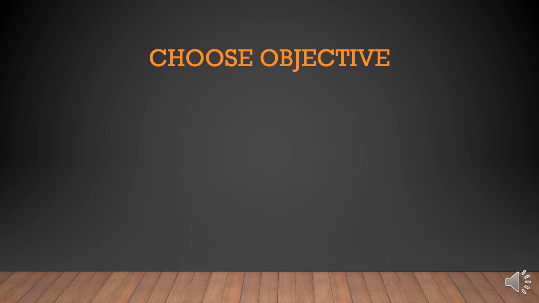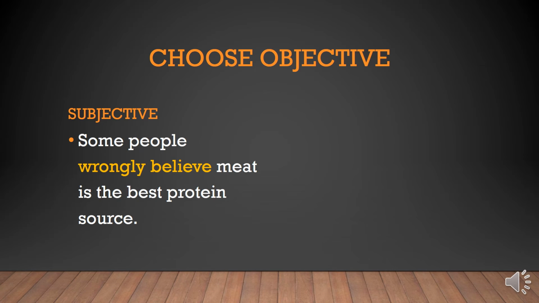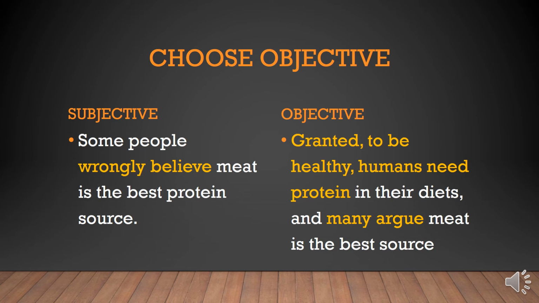In the essay Choose Vegetarian, I could have written this: Some people wrongly believe meat is the best protein source. I'm judging other people when I say wrongly believe, and I'm not going to convince anybody that way. So I went with the objective language.